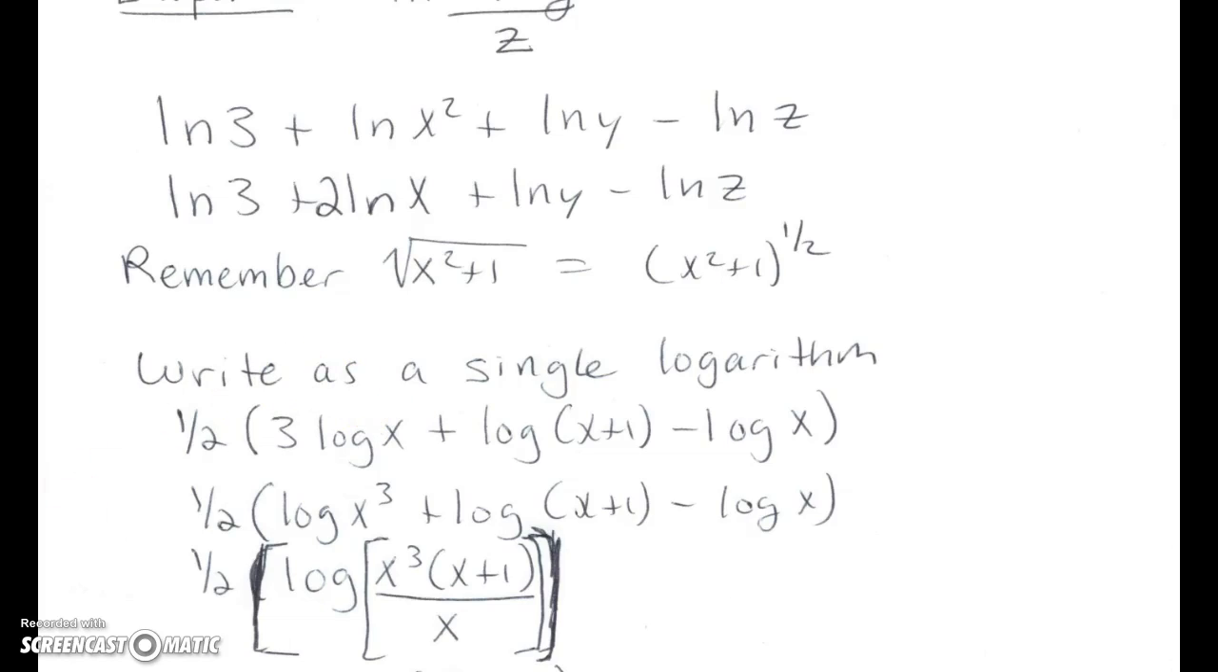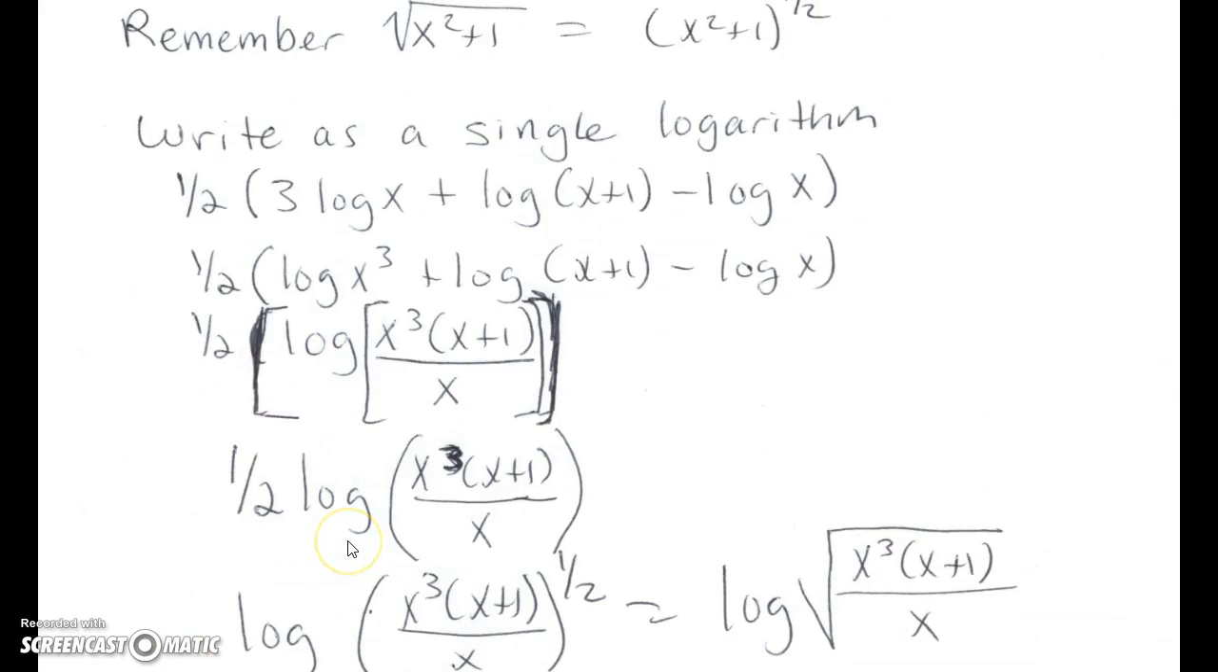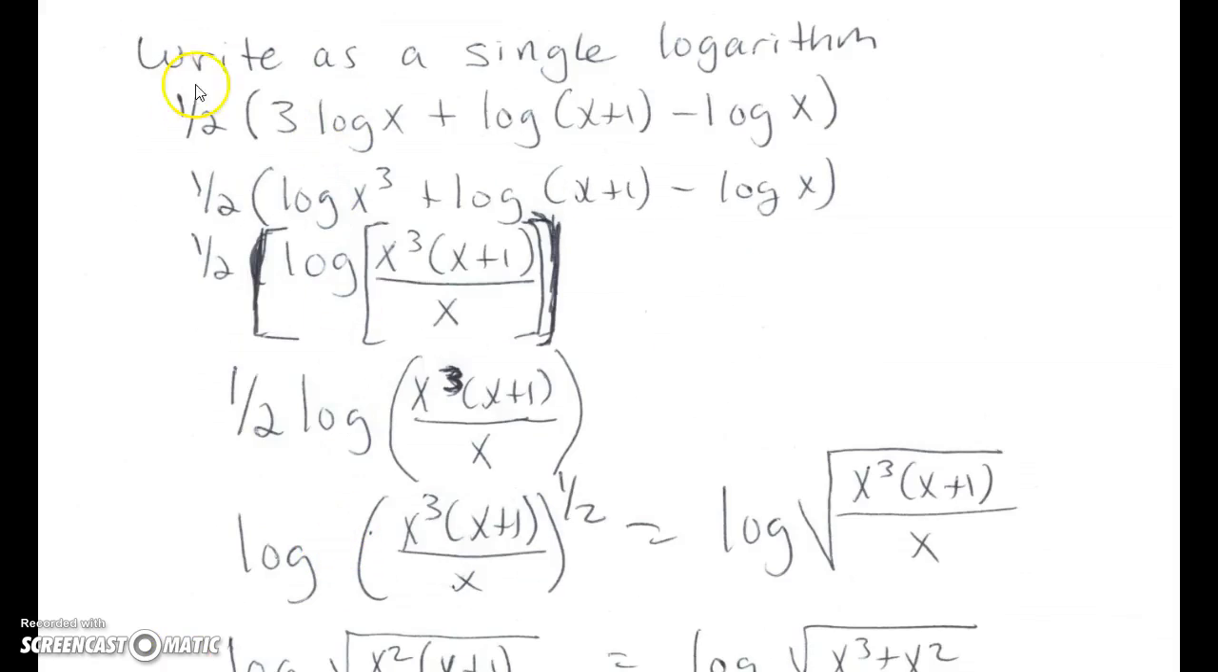So now we're going to go the other way. This one's fairly complicated, okay? We're going to write as a single log: 1/2 in parentheses, 3 log x plus log of x plus 1 minus log x. When you have addition, you can turn that into multiplication of a single log. And I've got subtraction, so I'm going to go back and write it as division, okay?